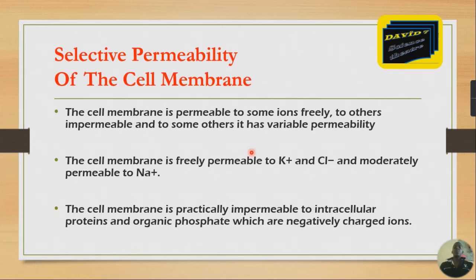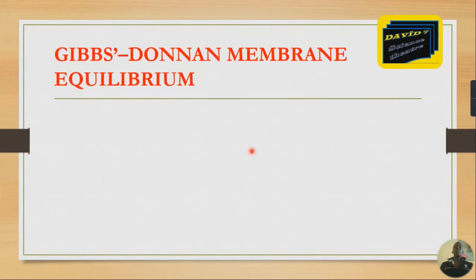The cell membrane is practically impermeable to intracellular proteins and organic phosphate. Why? Because these are negatively charged. So it is impermeable to intracellular proteins and to organic phosphate.